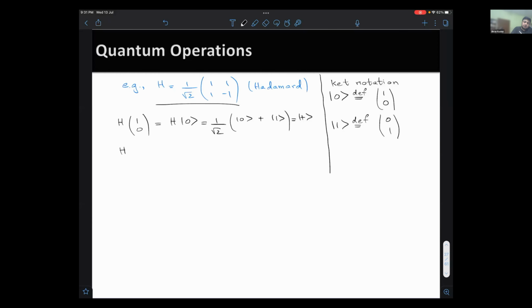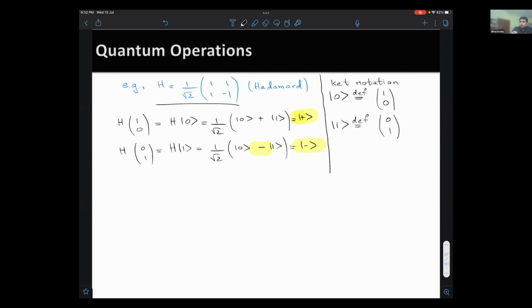Similarly, H applied to 0, 1, which is just H applied to the 1 state, will give me something that looks like this. The key difference is this minus sign, and hence generally people will write it as the minus state.